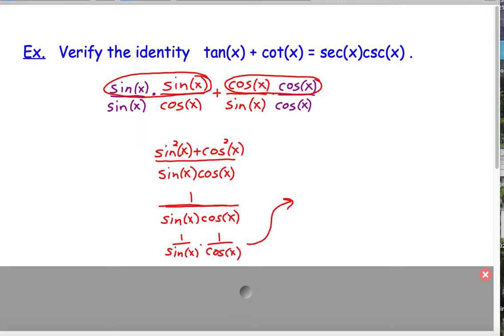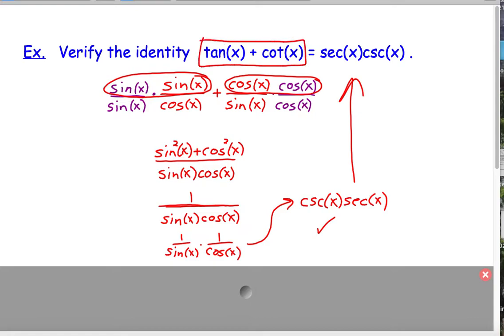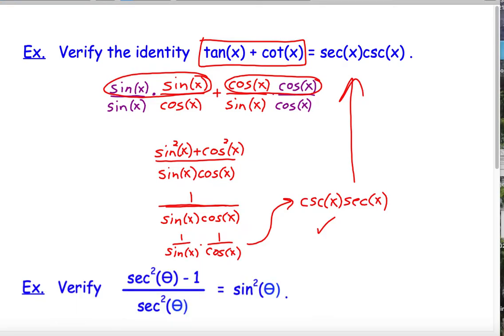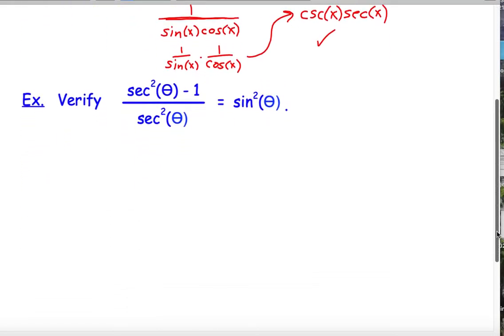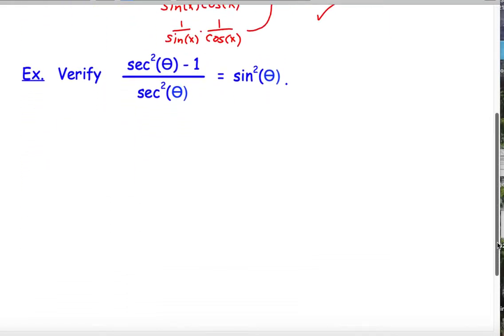And I'm running out of room here. But 1 over the sine is the cosecant. And 1 over the cosine is the secant. And that's what I was trying to prove. So I have shown that tangent of x plus cotangent of x equals secant cosecant. Like I said, there's more than one way to do these, so you may want to try your hand at these. All right, the second one on this page, let's verify this identity.